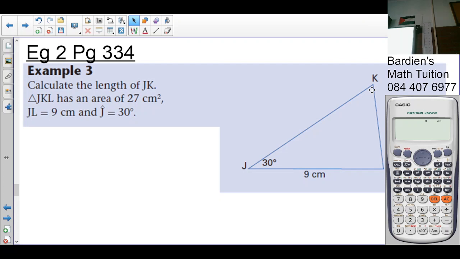Okay. Example 3. Calculate the length of JK. JK is this length here. Not so? Calculate the length of JK.